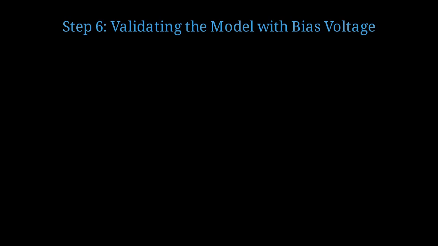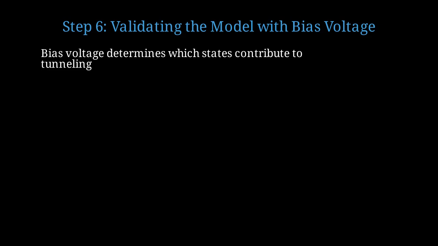Step 6 is validating the model by predicting and observing how the contrast changes when you vary the bias voltage. This is a powerful test of whether we truly understand what we're measuring. The bias voltage V between tip and sample determines the energy window of electronic states that contribute to tunneling. At positive sample bias, electrons tunnel from tip to empty sample states. At negative bias, electrons tunnel from filled sample states to the tip.